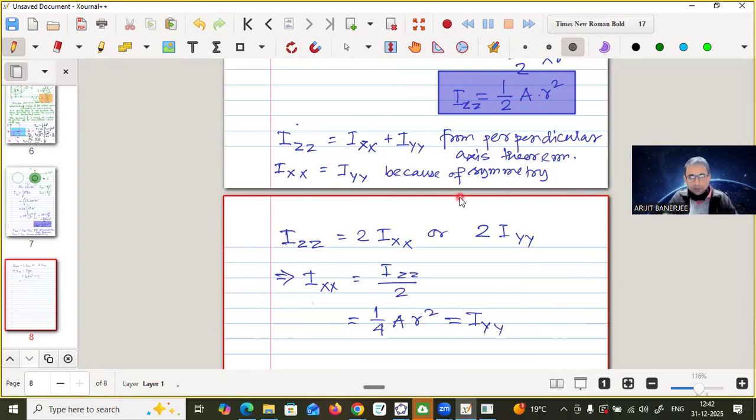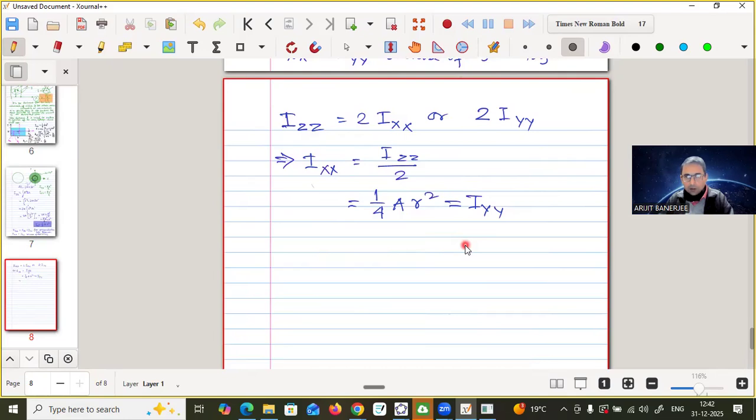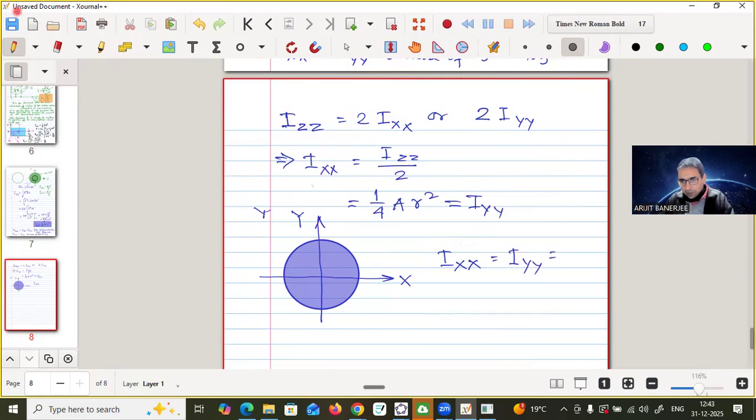So therefore, we can write for this circular area, about this diametral axis, Ixx is equal to Iyy is equal to 1/4 A r square, and Izz is equal to half A r square. Okay.